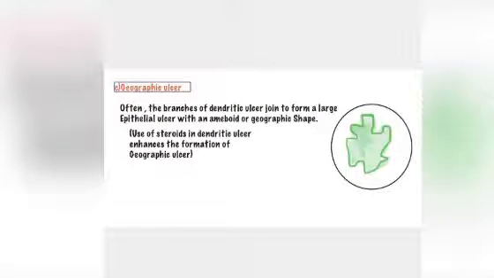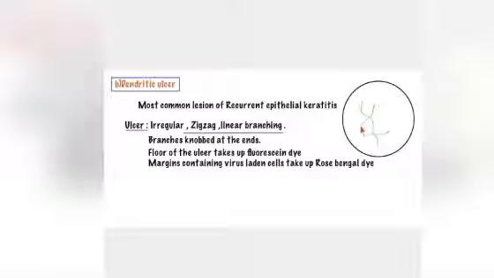Next is the geographic ulcer. Often the branches of a dendritic ulcer will join to form a large epithelial ulcer with an amoeboid or geographic shape. You know the shape of an amoeba. It's irregular and zigzag, with no definite shape. Just like that, a geographic ulcer is amoeboid, so it is also known as an amoeboid ulcer or geographic ulcer. This is also an epithelial ulcer involving only the epithelium.